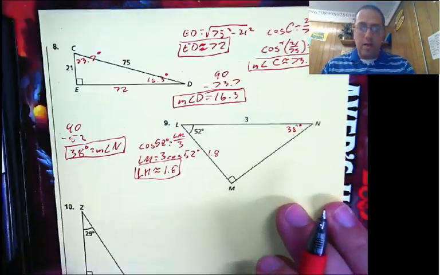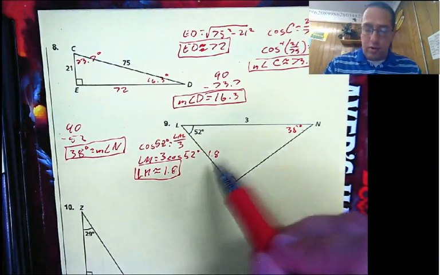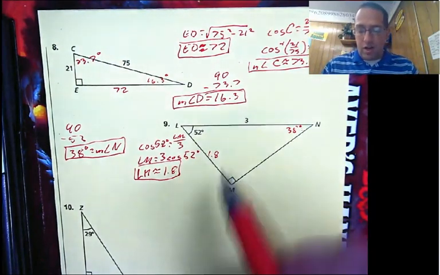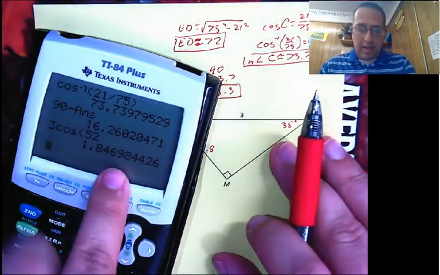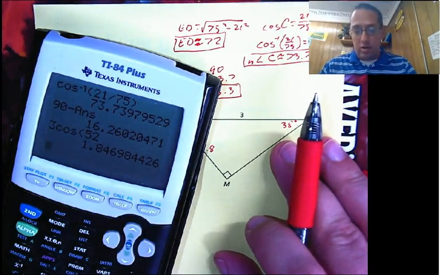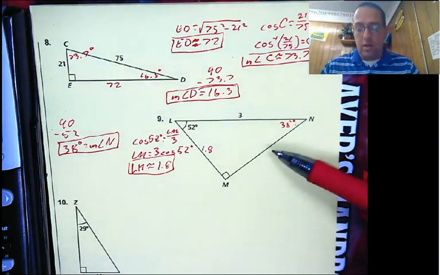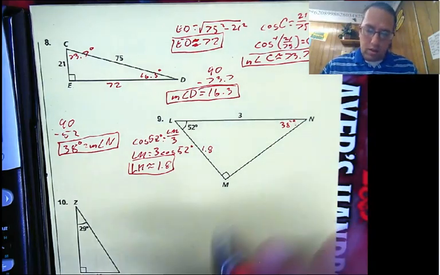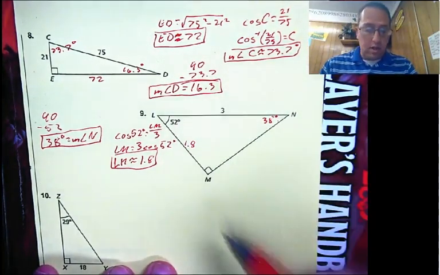1.8. So now we need NM. And we could use Pythagorean theorem. We do have 2 answers here. However, this is not exactly 1.8. In fact, it's not exactly 1.846984426 either. Even that is rounded off. So we don't want to use it because it's not the exact answer, which means it'll be off. Right? So instead, that's fine. We'll just use sine, opposite over hypotenuse. So it's not a big deal.